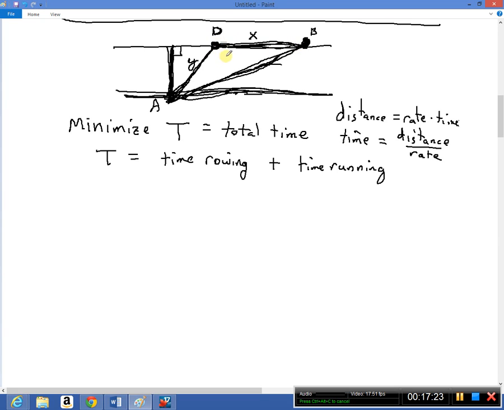Now, it's two variables right now, but we'll worry about that later. So my total time I can figure now as the time rowing, which is going to be the distance rowing, y, divided by the rate, which is 6, plus the time running, which is the distance that I'm going to run, x, divided by the speed at which I can run, and that's 8.